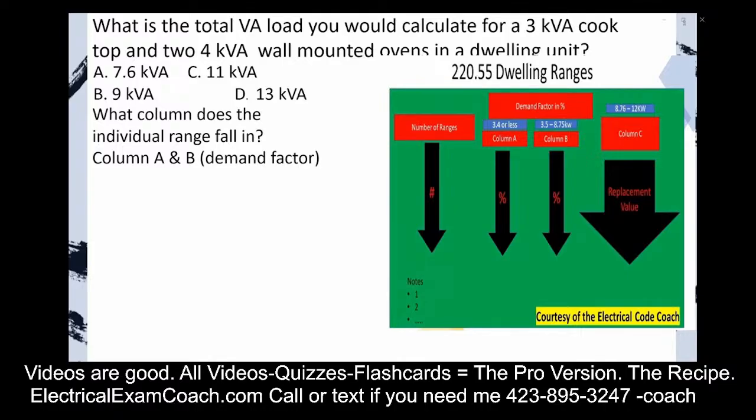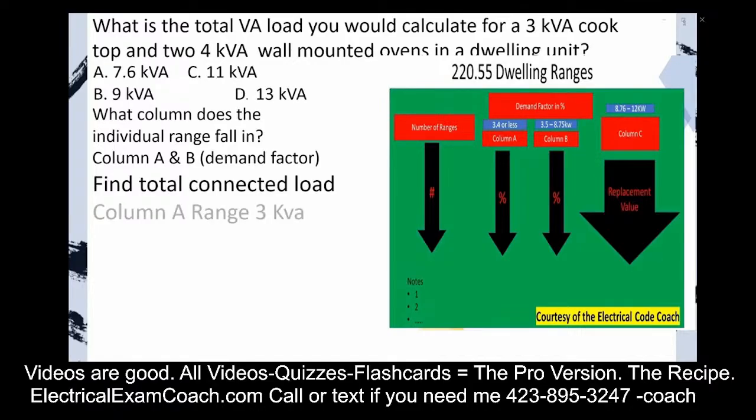This question is very simple. All you have to do is treat the column A ranges individually, the column B ranges individually, and then total them together. So what we do is we find our total connected load. The column A ranges is just 1, so it's 3 kVA. The column B ranges, we have to do some math, and we end up with 8 kVA.